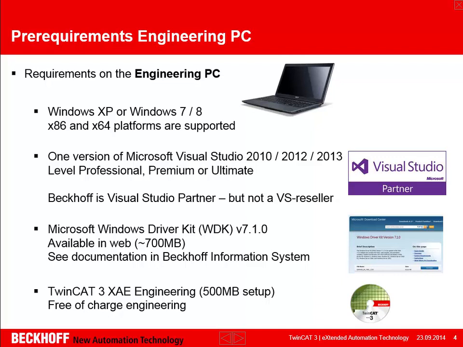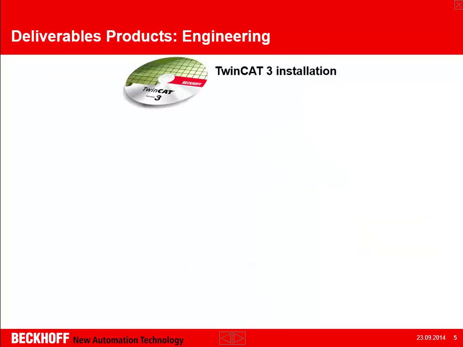It's also available on the web, where you see exactly where to download and what parts you really need to install. And then of course you need TwinCAT 3, a full version which supports both runtime and engineering. It's about 500 megabytes as a setup. And it provides you free of charge engineering with C++ and also PLC. So download that from the web.